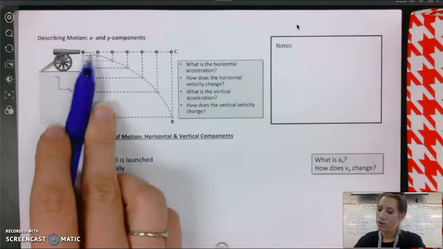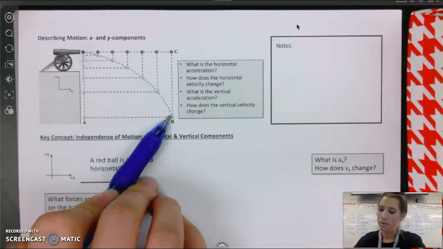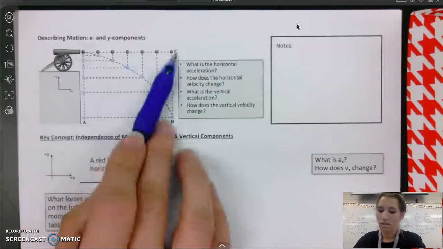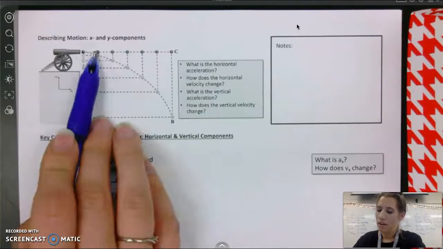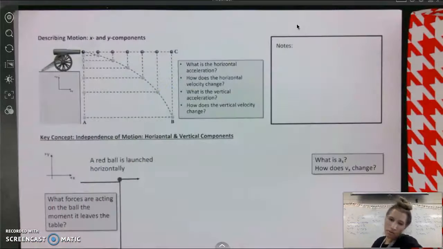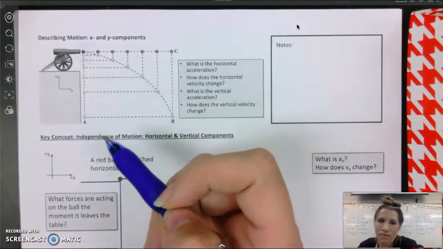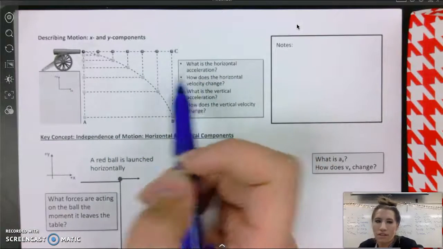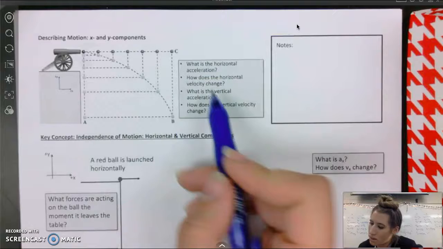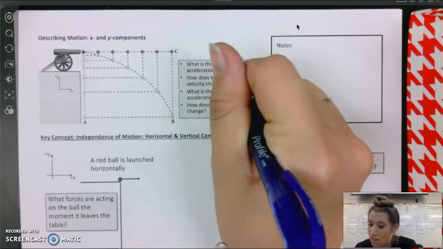When I track in the x direction what's happening to the cannonball, and these positions are each 1 second apart, I'm moving the same distance per second. So that must mean that my velocity is the same throughout the trip in the x direction. And so if velocity doesn't change, let's skip down here, how does the horizontal velocity change? It doesn't.